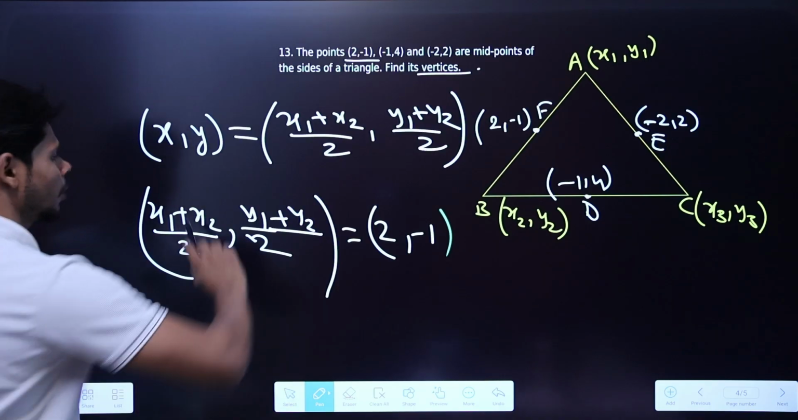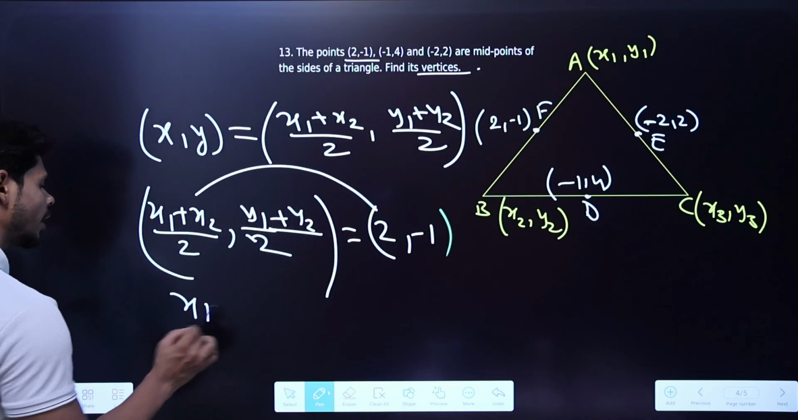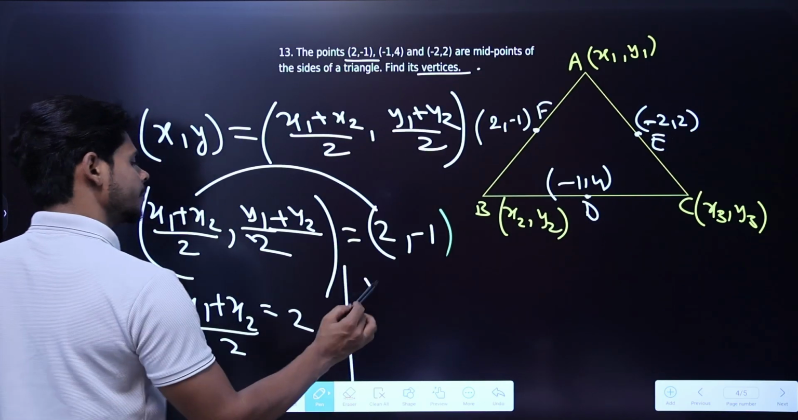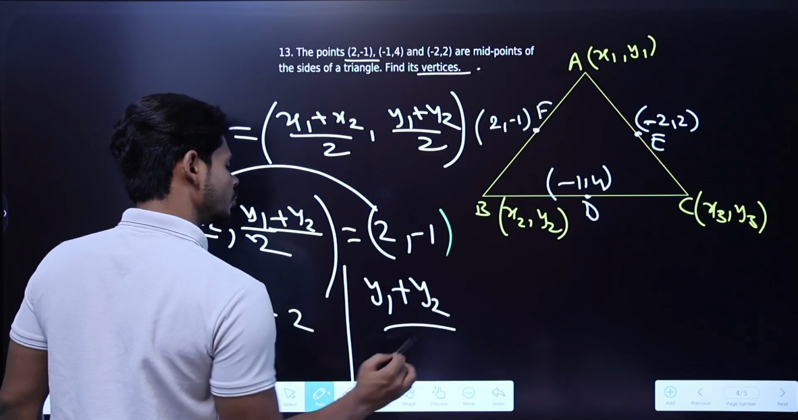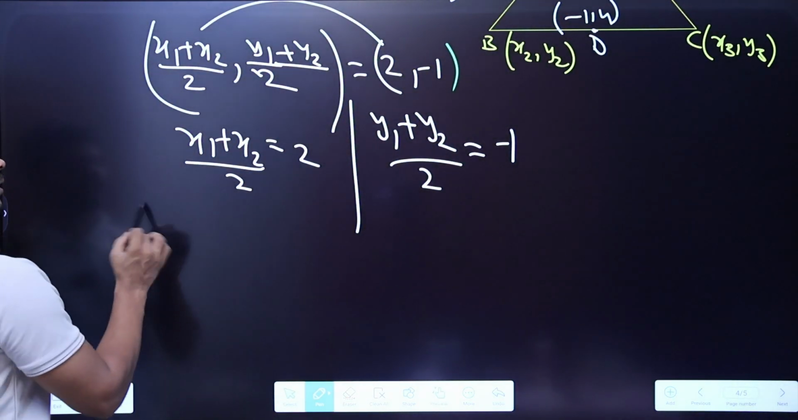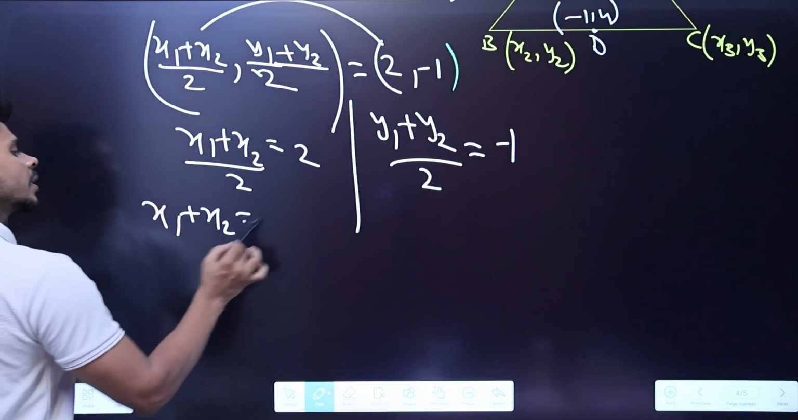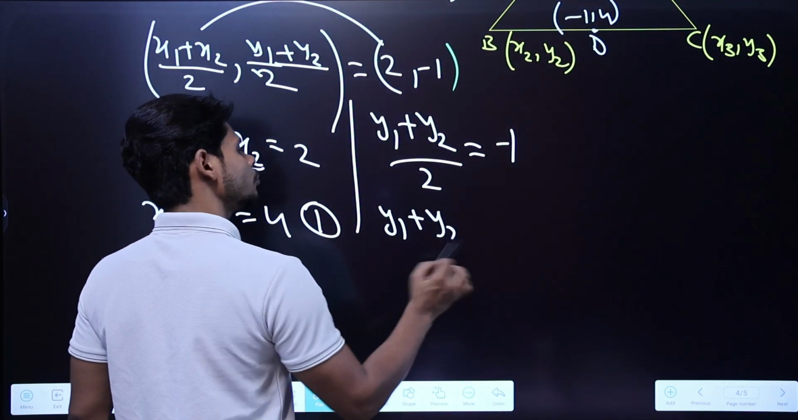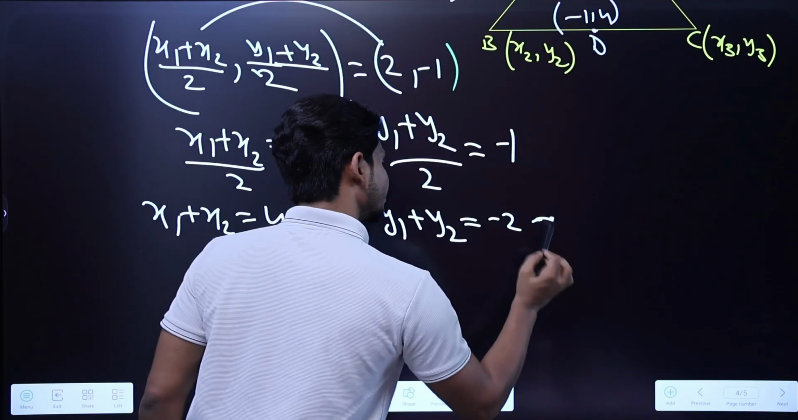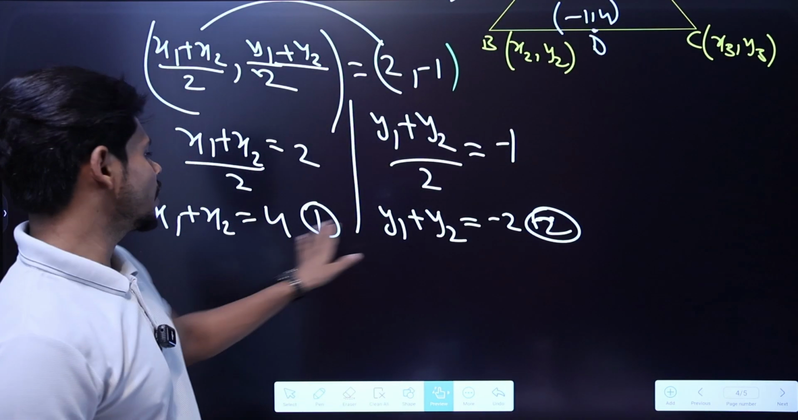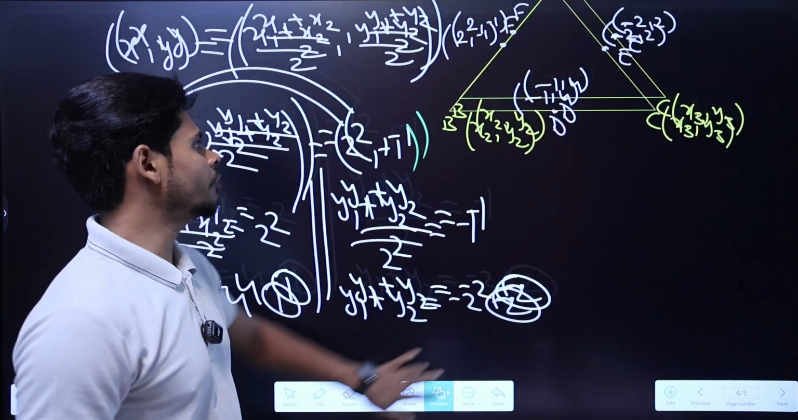We are already given that. So the x coordinate: (x1 plus x2)/2 will be equal to 2, and (y1 plus y2)/2 will be equal to -1. So from here easily you can say that x1 plus x2 is nothing but 4. This is your first equation. And from here y1 plus y2 is equal to -2, and this is your second equation.